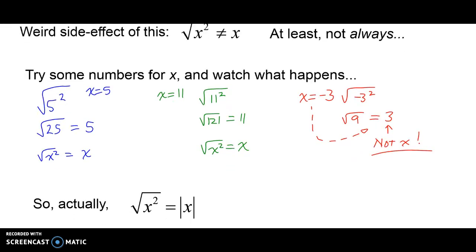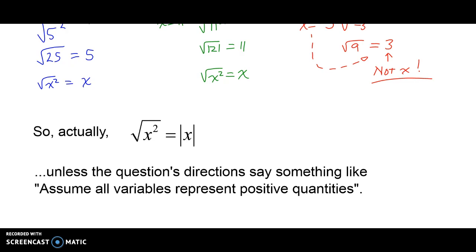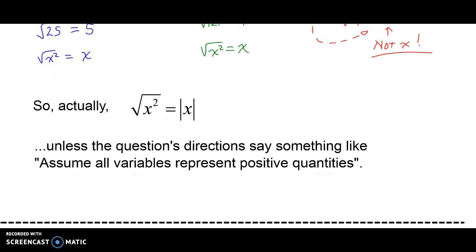And that's annoying. So what you're going to see in a lot of the homework problems is they're going to say something like, assume all variables represent positive quantities, or assume no quantities were created by raising negatives to positive exponents, or something like that. They'll say something that basically says, don't worry about negative numbers, and if you don't worry about negative numbers, then you get to do the cancellation exactly the way you'd like. Then you get to say that the square root of x squared is equal to x. But only if you're not thinking about negative numbers. Only if positive numbers are your universe can you say that.